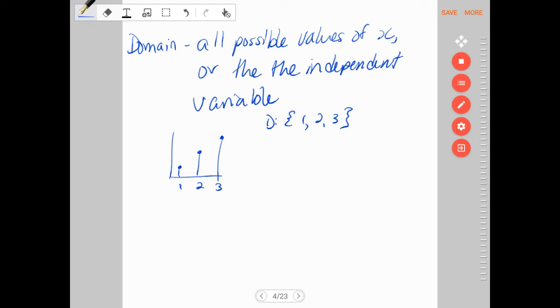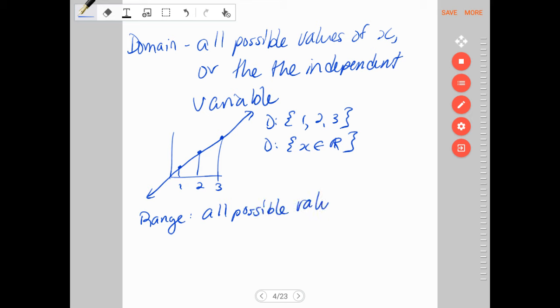However, if you were to draw a straight line through all those points that went on forever in both directions, then in that case you would say the domain is just x belongs to the real number system, because all values of x that exist are possible. The same thing is true for range, except of course it is all possible values of y or the dependent variable, because y depends on x.